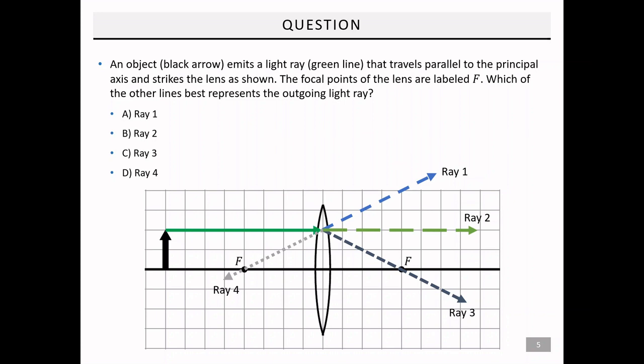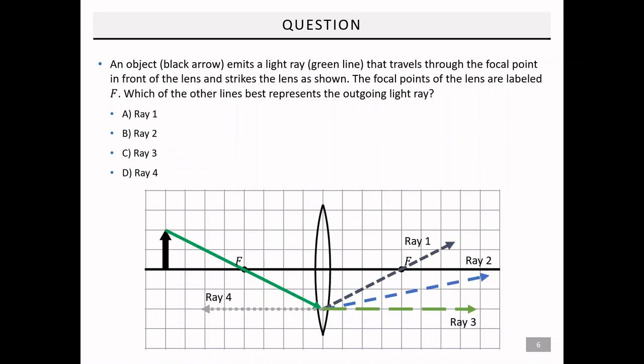So then, quick question. You have a lens in the center of this diagram. On the left side, you have a candle, and the candle flame is emitting one particular light ray that's heading horizontal to the right. That light ray passes through the lens. Of the rays shown, which one best represents the outgoing light ray? Think about it, and I will give you the answer during one of our meetings.